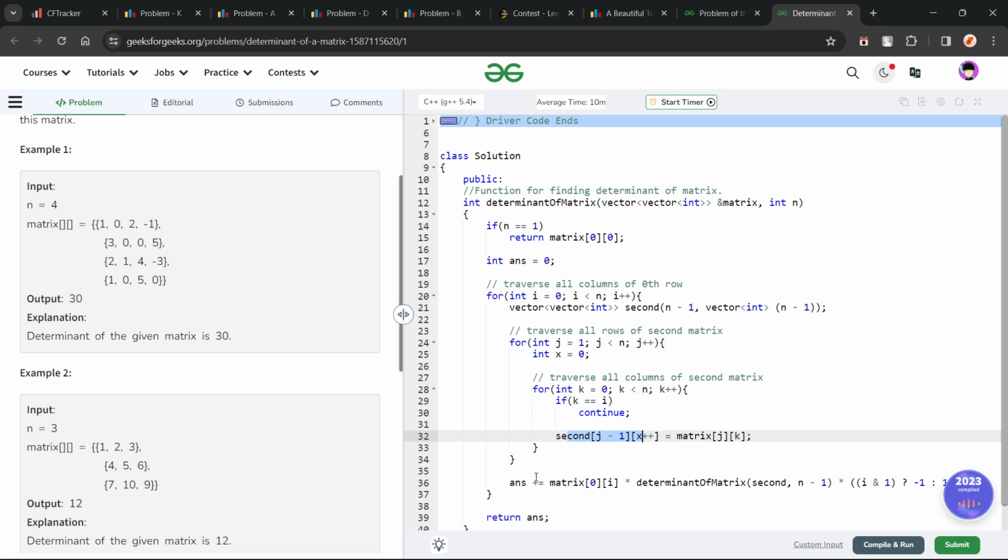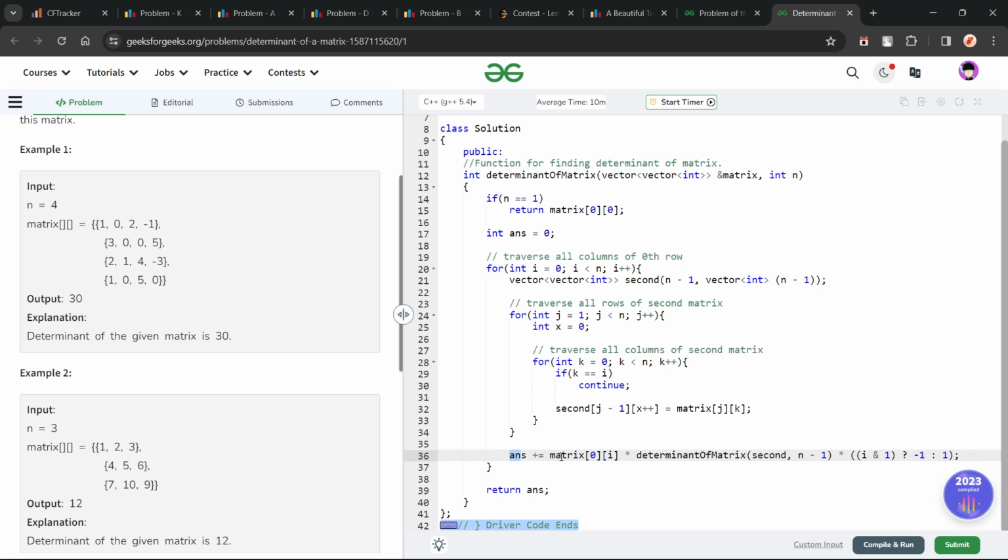Now once I have done all of this, I can add something to my answer. What is this something? First of all, I am taking the current element, that is matrix of 0i, and multiplying it by determinant of matrix. This is the same function that we have here, and I am passing the second matrix and dimensions n minus 1, right? Now I am also multiplying it with something, and that something is plus 1 or minus 1. How do I determine it? Whenever i is odd, I am multiplying it with minus 1, otherwise I am multiplying it with plus 1.